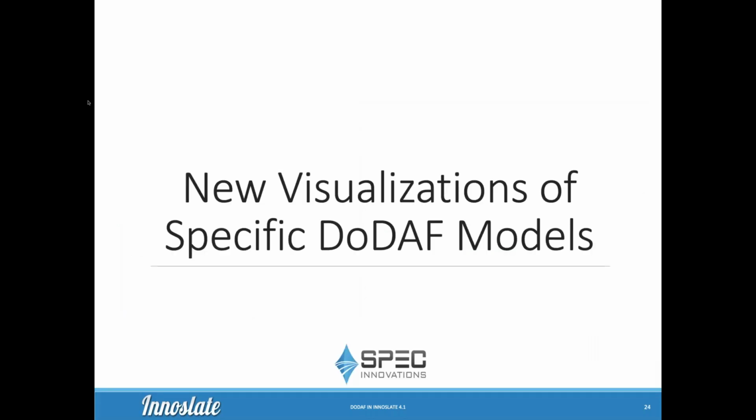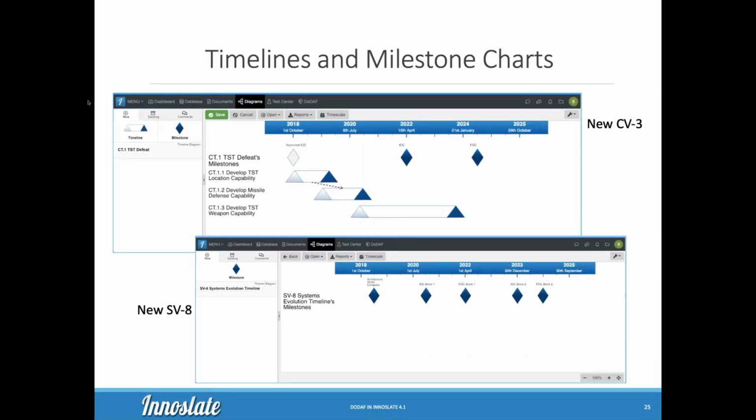Okay, so the next thing was the visualization specific models. So here we have a new timeline diagram. This is very different than the timeline diagram we had previously. We have sort of two versions of it. One is for things where you are using actions as things. So capabilities are a type of action. So here we're showing in the top bar the CV-3 where we're looking at the timeline view of the different aspects of that project. So we're seeing those different capabilities and when they're expected.